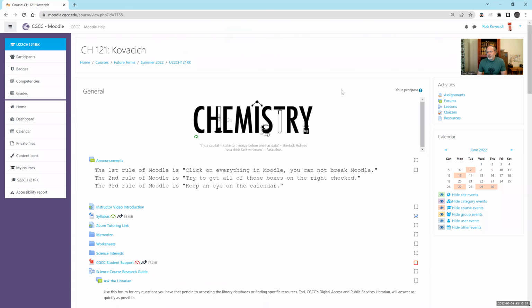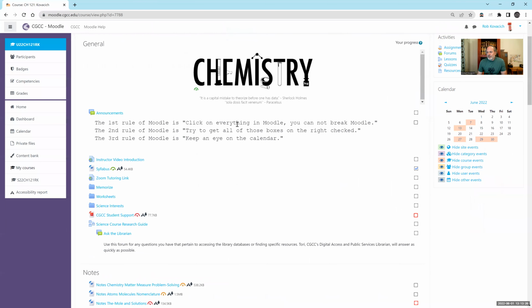So this is what your Moodle page is going to look like. I definitely want you to click on everything. You can't do anything to Moodle. Get all these boxes on the right side checked, and then you should be good to go. And then this calendar over here is going to be telling you what's due when. So this is showing you right now that homework 1 should be completed, and homework 1 is due.